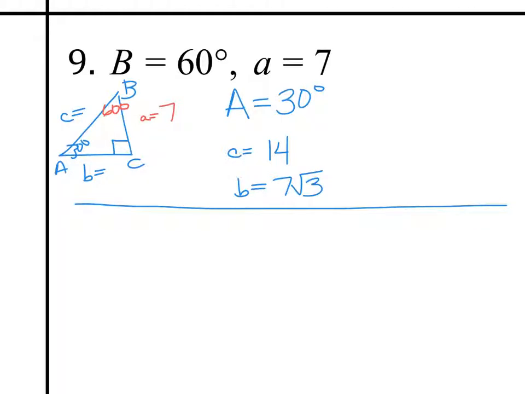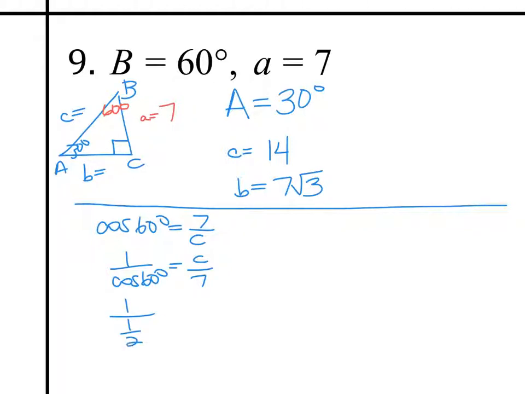So we have 60 degrees, and we know A is 7. So we have cosine of 60 degrees equals 7 over C. And so what we want is we actually want the C on top. So let's do 1 over cosine of 60 degrees equals C over 7. And cosine of 60 degrees, if you look at your chart, cosine of 60 degrees is 1/2. So this is 1 over 1/2 equals C over 7.